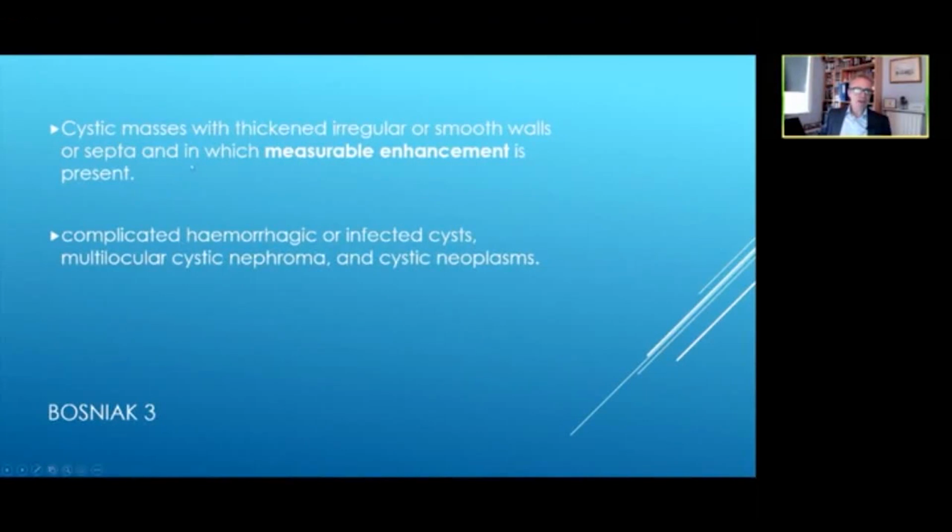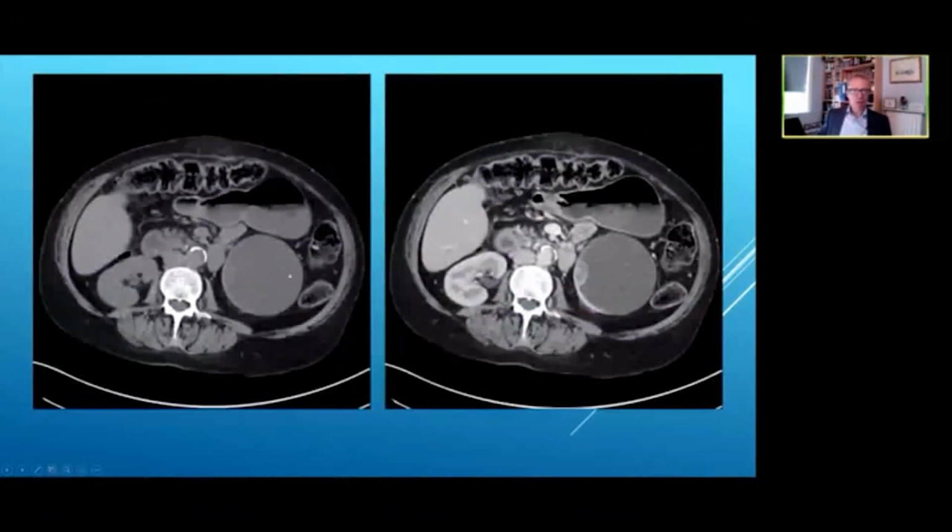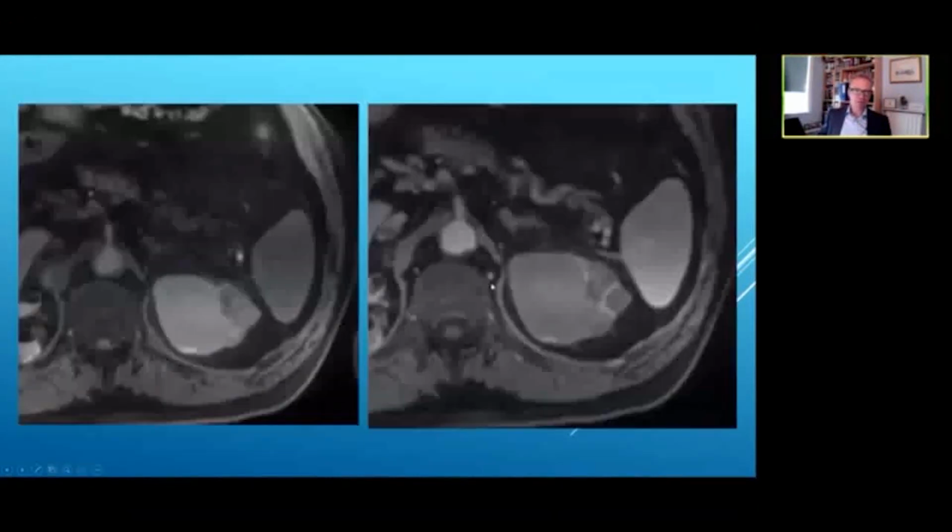Bosniak 3, these are similar to 2F, but you've got measurable enhancement. And I would argue that a lot of what used to be 2Fs we now call 3, because you can actually measure enhancement if you zoom the image in enough. These also are complicated hemorrhagic or infected cysts come into this classification. This is a Bosniak 3 cyst. There's a suggestion of a nodule in the wall. Post-contrast, a very obvious enhancing solid nodule. This is a Bosniak 3 cyst. This needs to be removed.